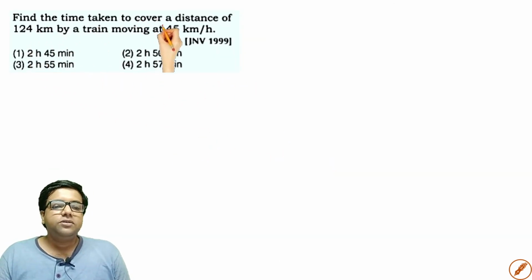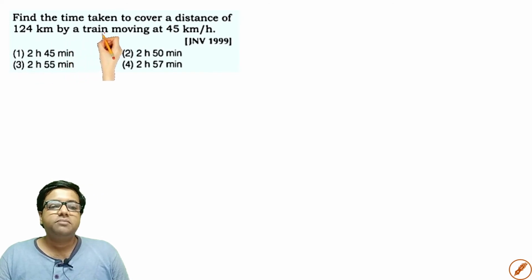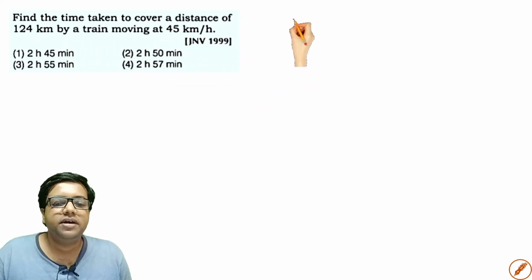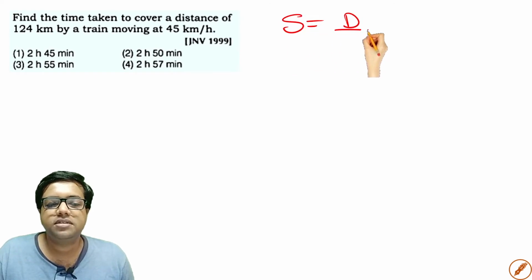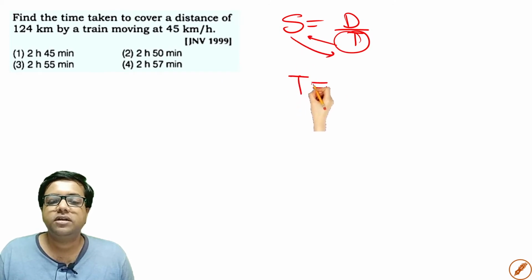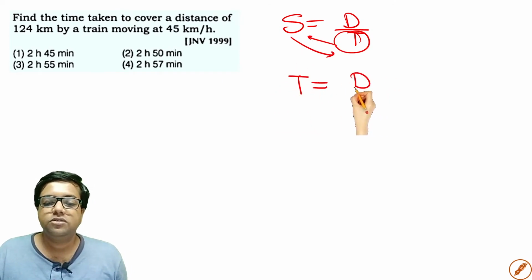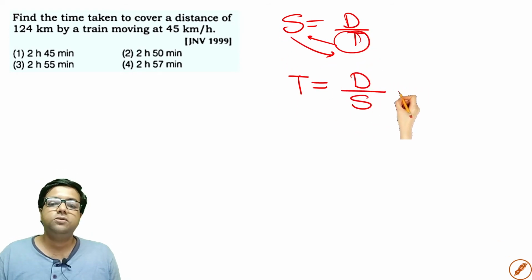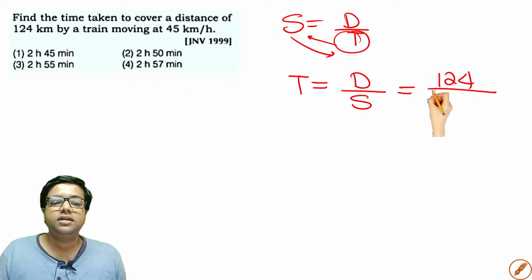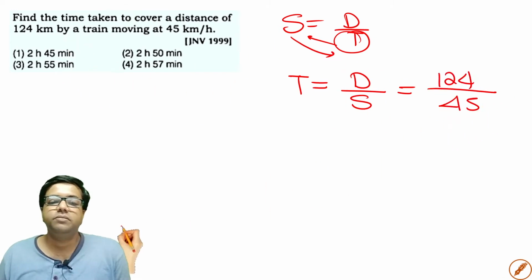Find the time taken to cover a distance of 124 km by a train moving at 45 km per hour. This is a very super easy question. Speed is equal to distance by time taken, right? We need to find the time taken. So you cross multiply s. So I will get t on the left hand side, and d will be on the right hand side, and s will come down. So time is equal to distance by speed. What is the distance? 124 kilometers. And what is the speed? 45 kilometers per hour.